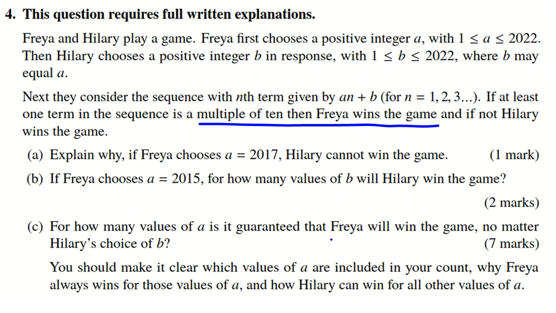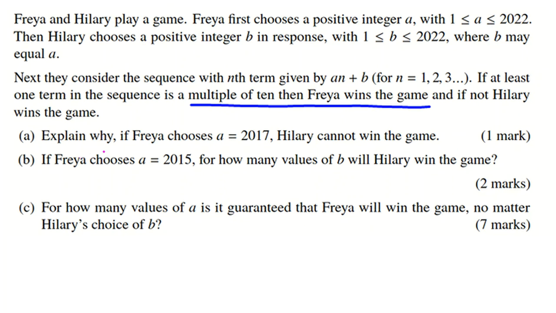It means that you should explain completely with proof. So let's see. This one, part C, I use again a small example. As you can see in all problems that we are solving, we should use small examples. So suppose, how many values of A, and also we can use previous parts. For previous parts, look, A was 2017. It says for which values of A it is guaranteed that Freya will win the game.